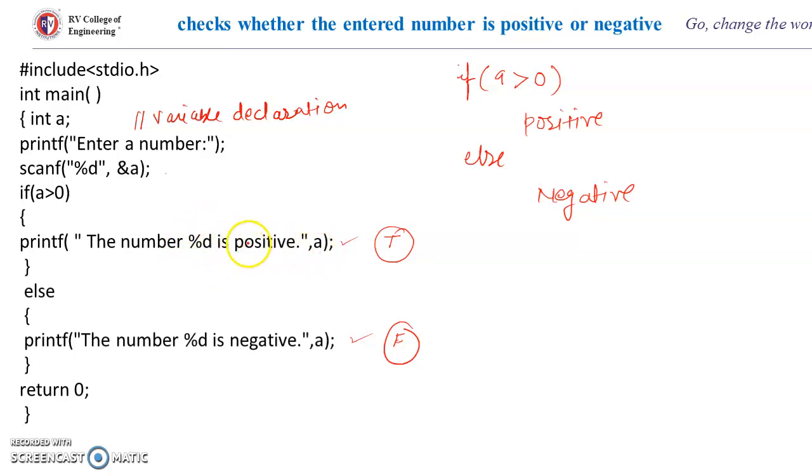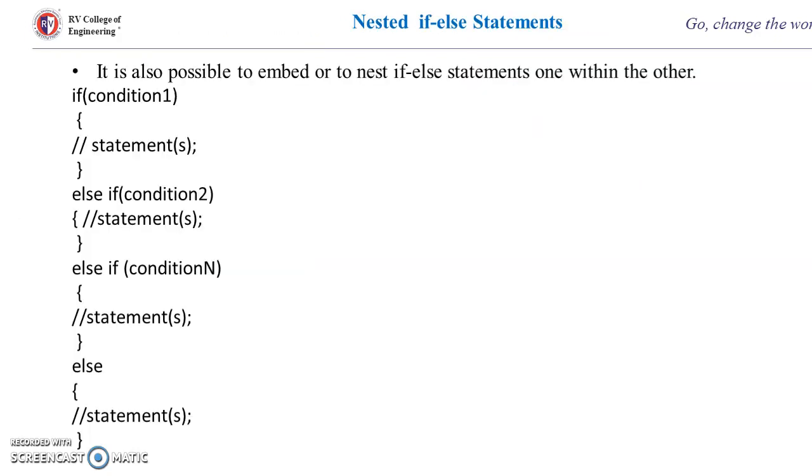So how will the message come? For example, if you have entered the number 10, then 10 is definitely a positive number. So we'll say the number 10 is positive. This message will be printed on the screen. So now the next is nested if else statement.